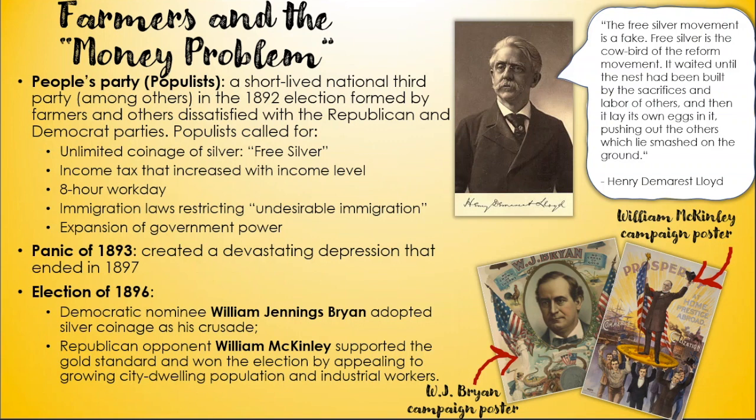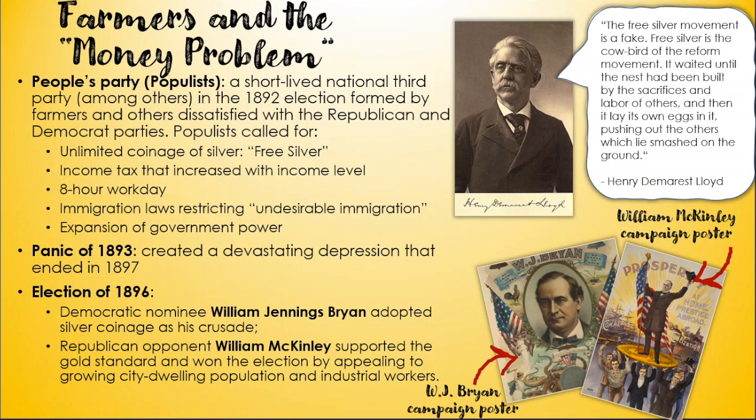So farmers and others who were dissatisfied with the Republican and Democratic parties formed a series of political parties and alliances, one of which, known as the People's Party or the Populists, briefly operated as a national third party in the 1892 election. So the populist platform called for the unlimited coinage of silver.